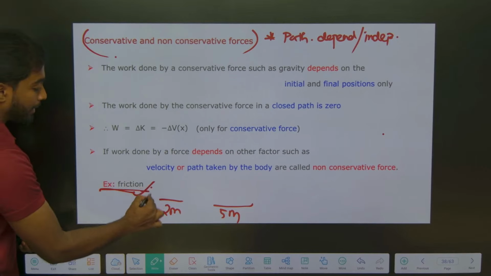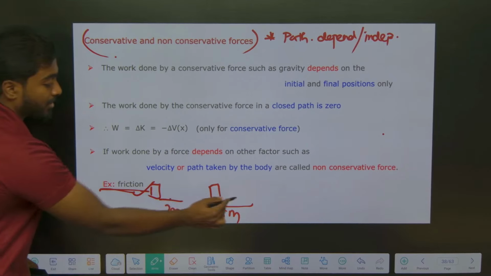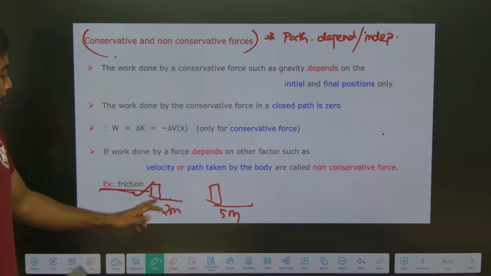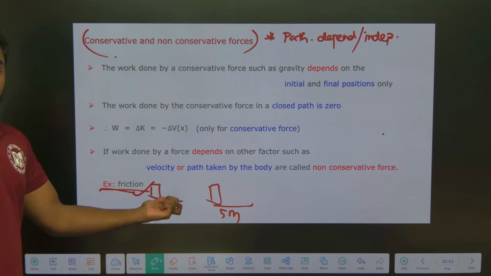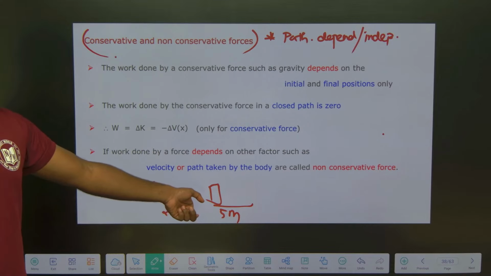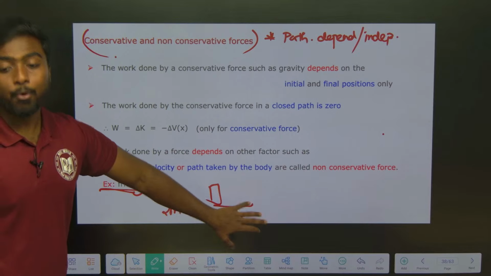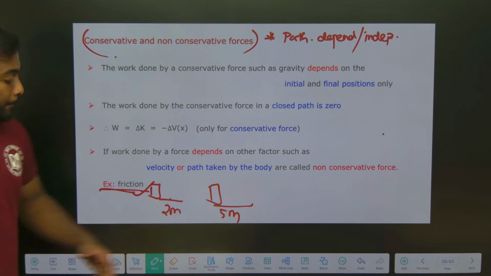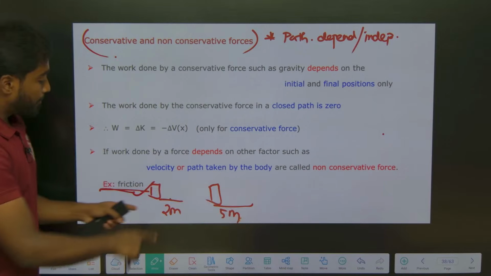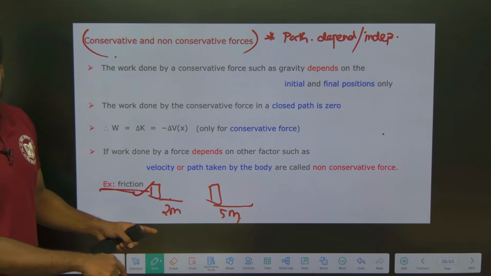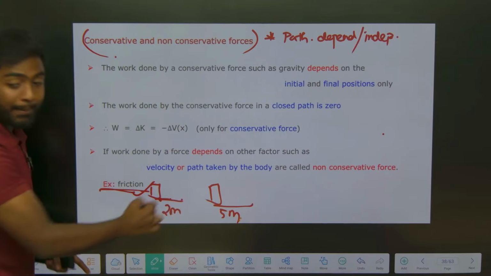Okay, now I'm taking the same object having a mass m and having the same friction. So in this case, what happens? 2 meters produces less loss in energy, but 5 meters will give more loss in energy, because the path traveled is more in 5 meters compared to 2 meters. So I'm not talking about the initial and final position, I'm talking about the total path traveled.